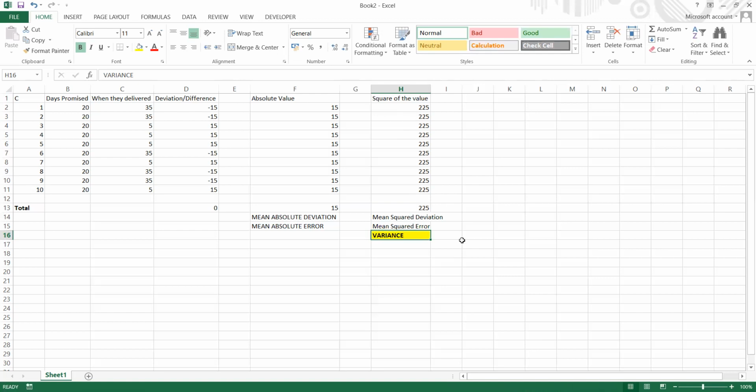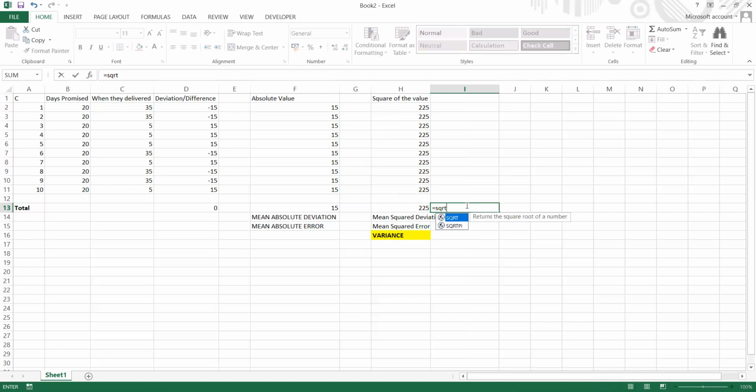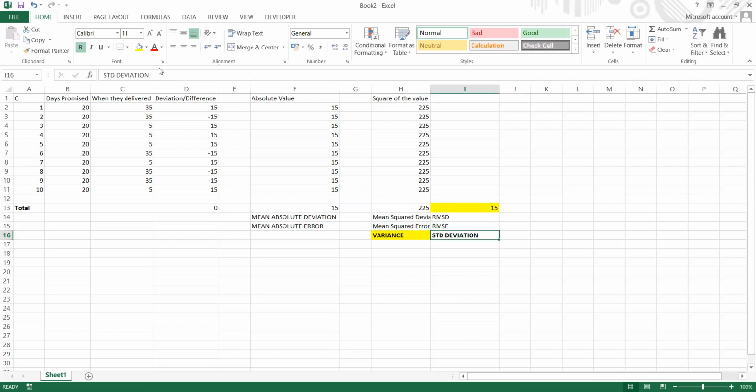So we will convert this with a square root, because this was a square, right? So this becomes the square root of 225, which is 15. This is your root mean squared error, root mean squared deviation, RMSD or RMSE, or you call it standard deviation. In statistics, we call it standard deviation. In machine learning, we call it RMSE. So that's how we calculate RMSE.